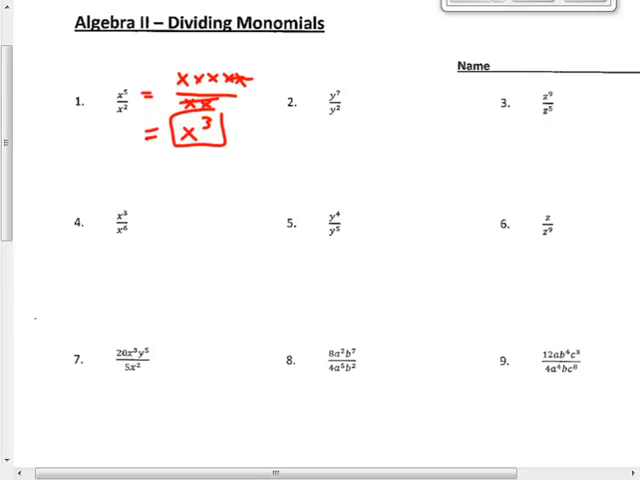Please, if you need to write it out, then write it out. Don't waste all this extra space that I gave you if you don't know how to do the rule. Okay, you actually write it out.